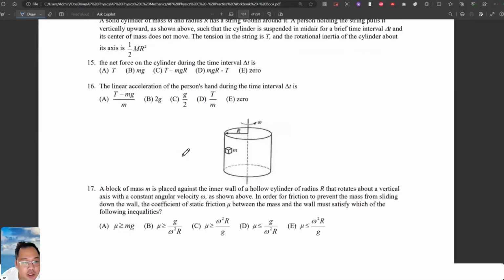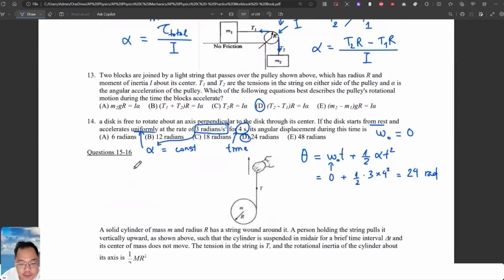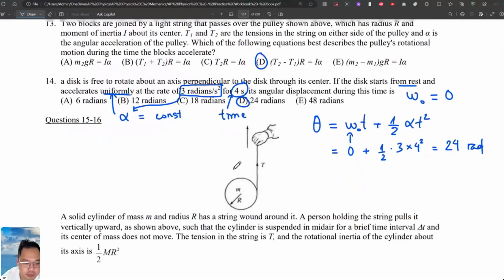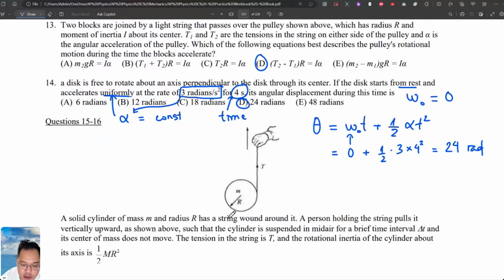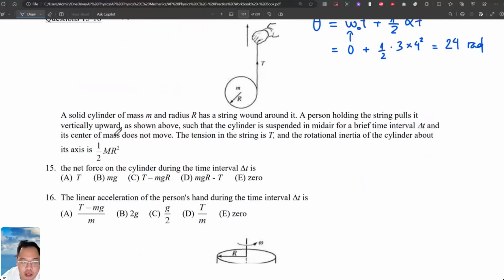The question 16, 15. Solid cylinder mass M and the radius R has a string wound around it. A person holding the string pulls it vertically upward, as shown above, such that the cylinder is suspended in midair for a brief time interval, delta t, and its center of mass does not move. Holding the string, pulled it vertically up, cylinder suspended in midair, rolling without the center of mass, which is the center of this cylinder, remaining there.